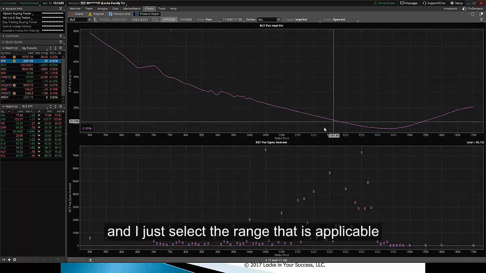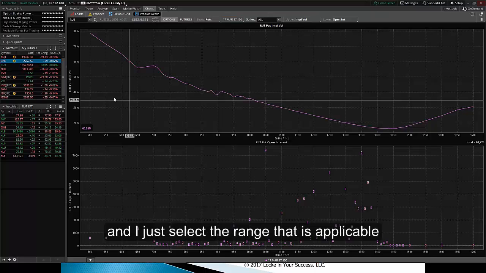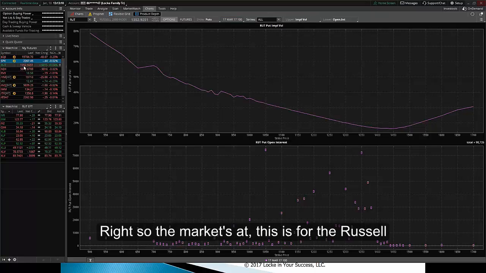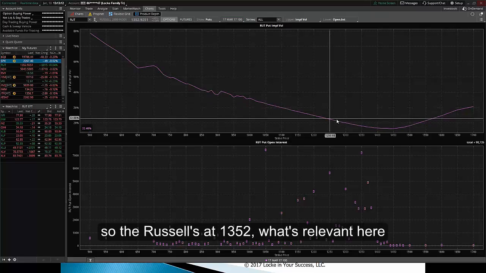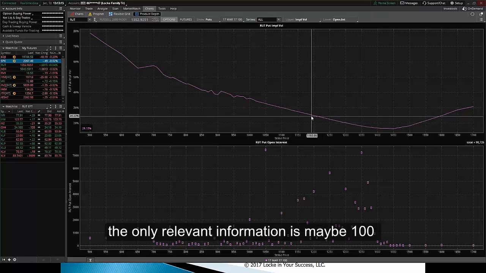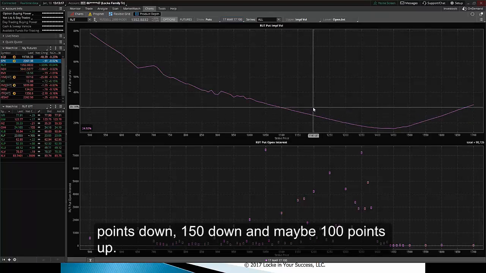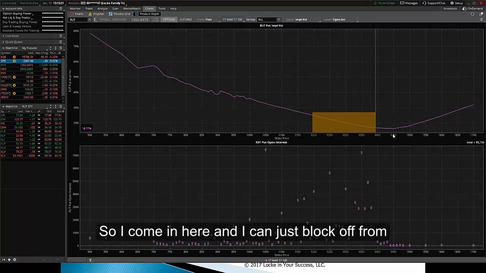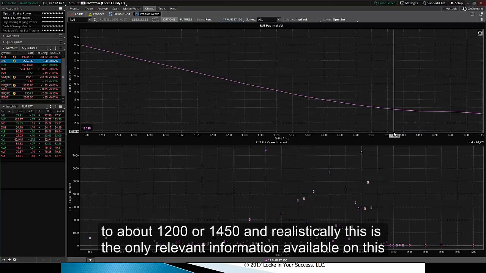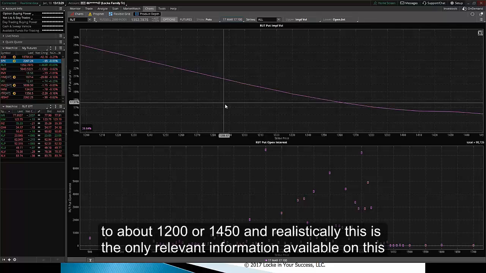I come in here and I just select the range that's applicable, right? So the market's at, this is for the Russell, so the Russell's at 1352. You know, what's relevant here? The only relevant information is maybe 100 points down and 150 down, and maybe 100 points up. So I can come in here and I can just block off from about 1200 to 1450. And realistically, this is the only relevant information available in this.